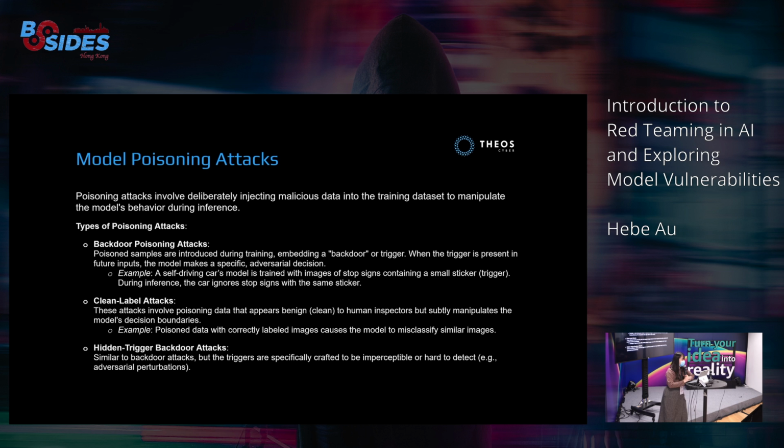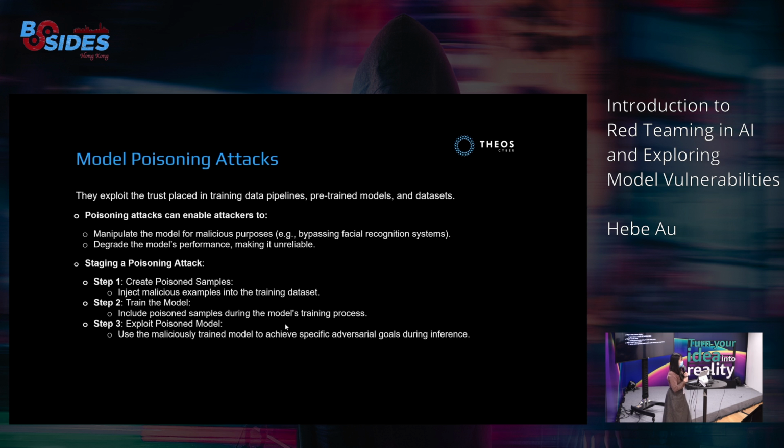Then the second one is the clean-label attack. It only poisons the features, the X part. So a clean-label attack means I won't touch the Y data, I only change the X data. And then the third one is the hidden trigger backdoor attack. That is similar to the backdoor attack, but it is a method that is hard for the enemy to detect.